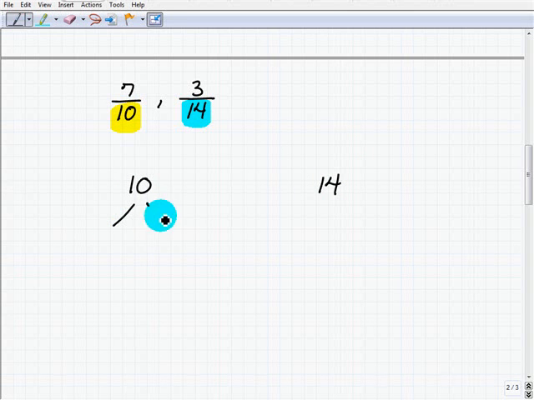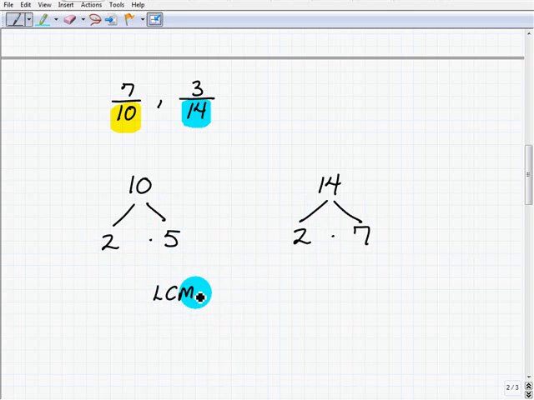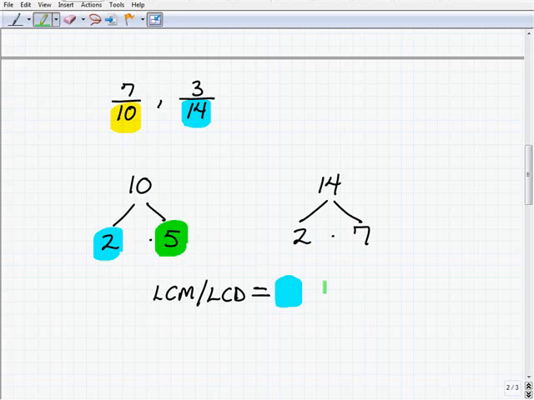All right, 10 prime factors as 2 times 5, and 14 prime factors as 2 times 7. So our LCM, or LCD in this case because we're talking about the denominators, is going to be: we need a 2. We have a 2 here, but I only need one 2 represented, and the highest power, being that they're both 2 to the first, is just a 2. I need a 5, and I also need a 7.